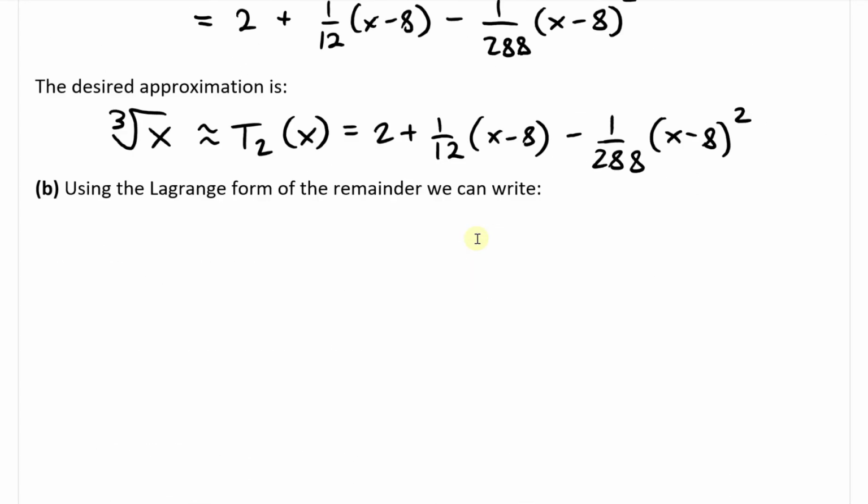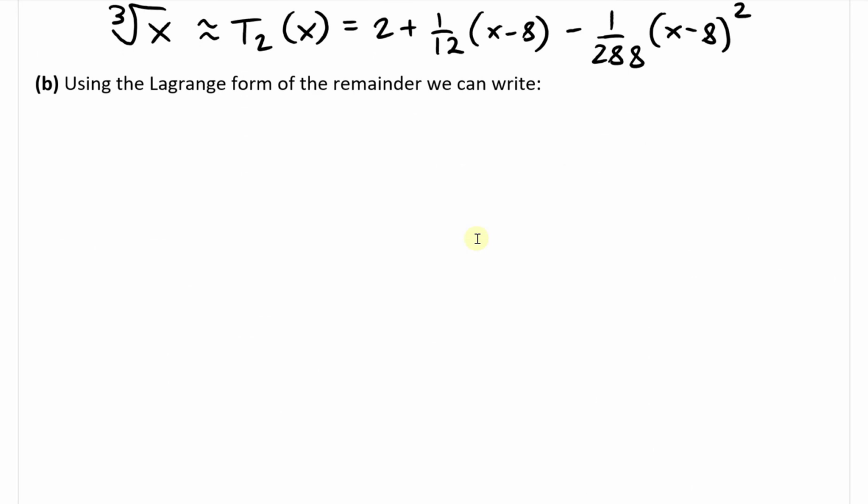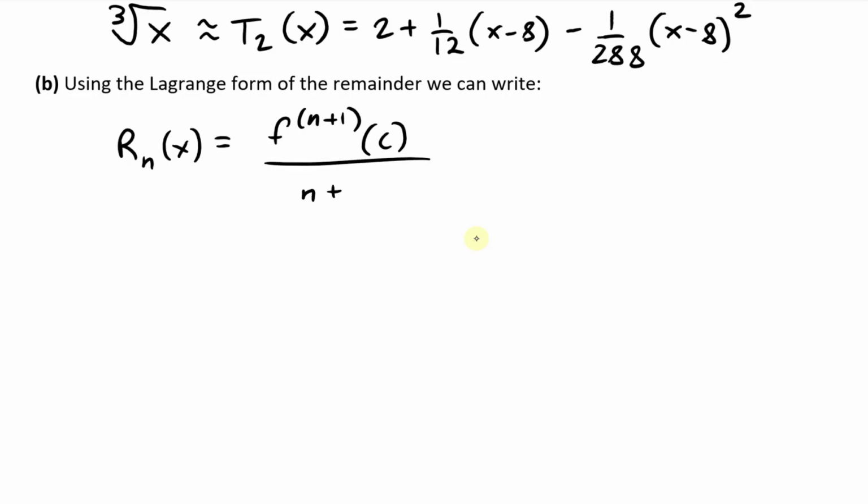So let's write down this Lagrange form. Rn of x is going to equal the n plus 1 derivative of f at c, divided by n plus 1 factorial, times x minus 8 to the power of n plus 1, like that.